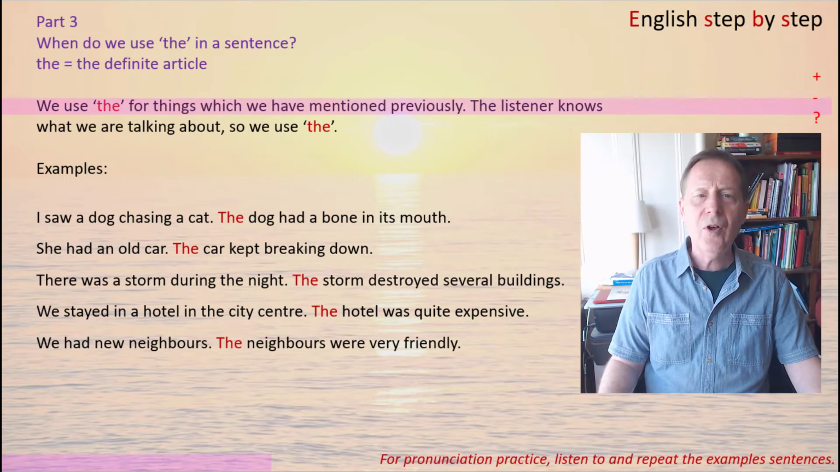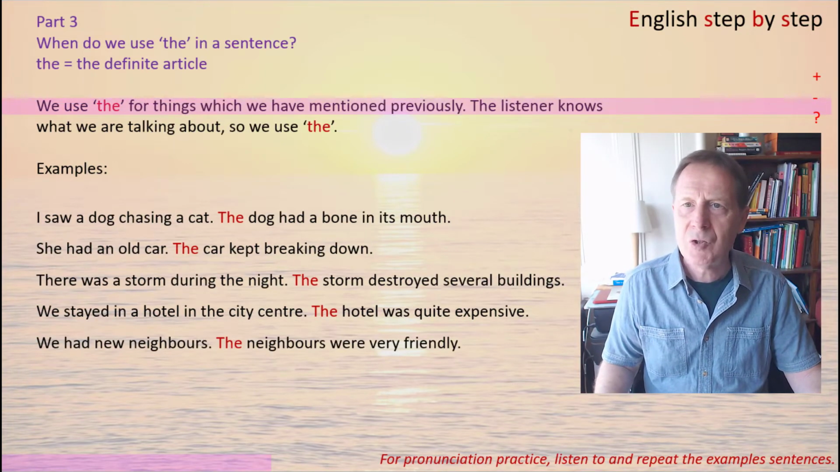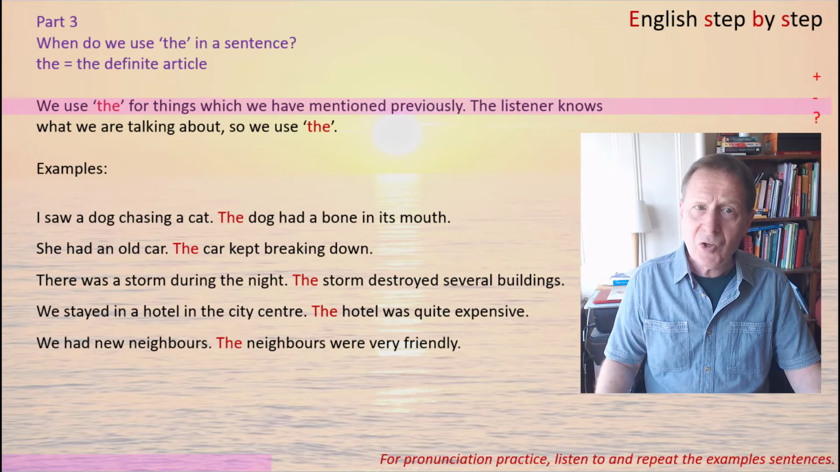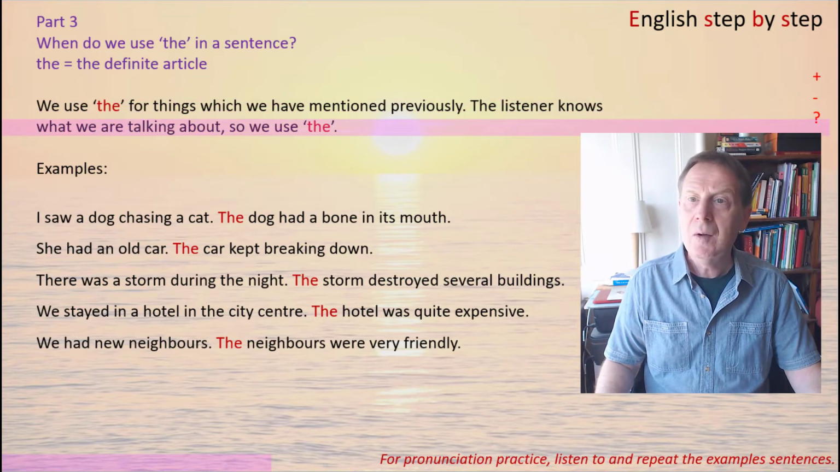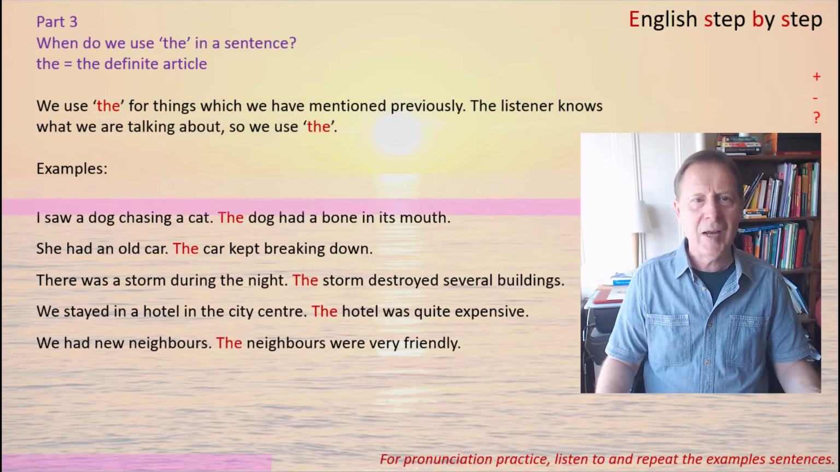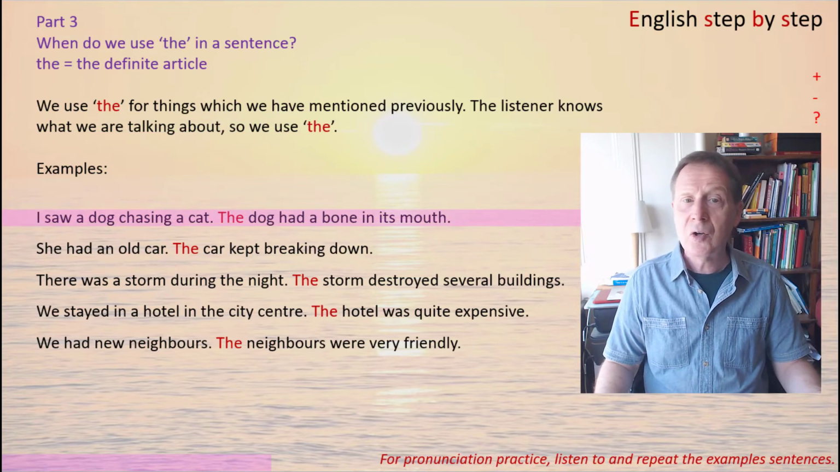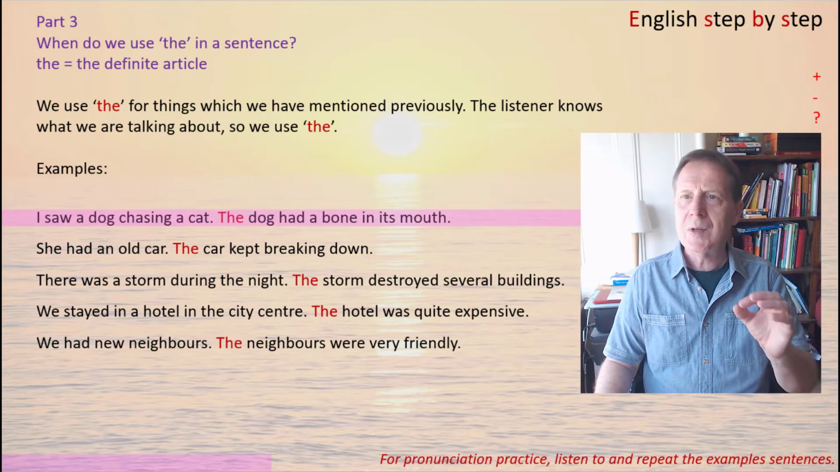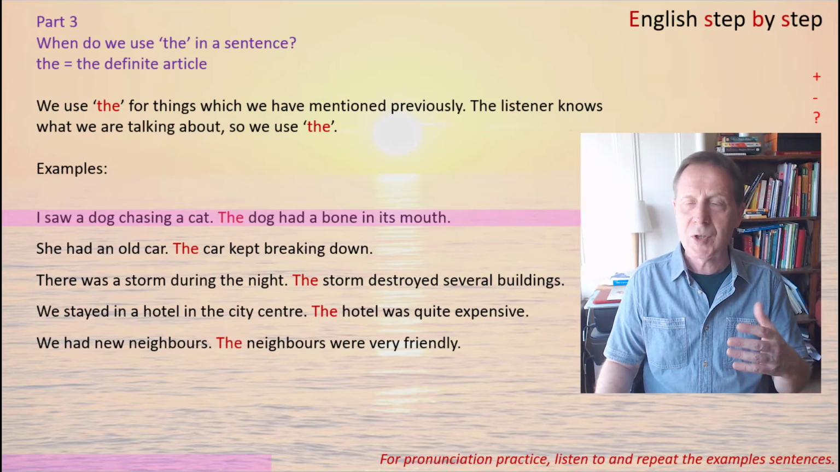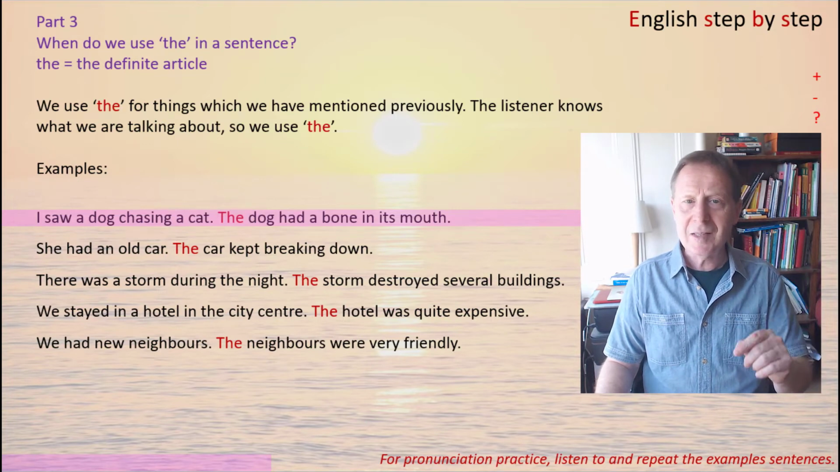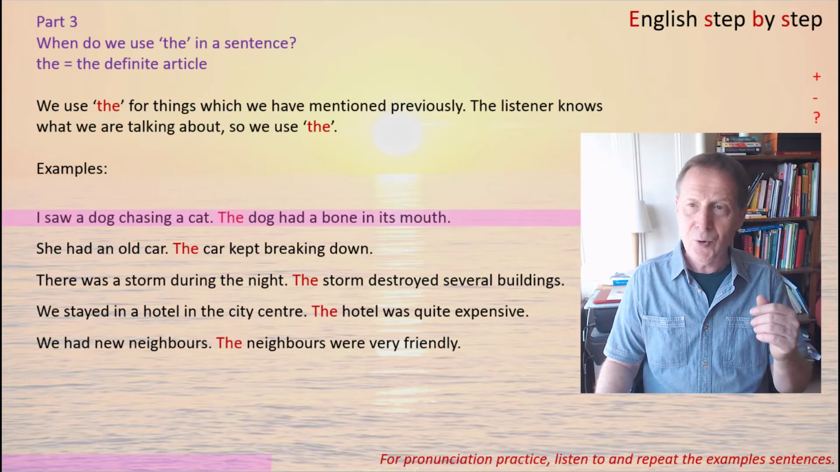Now, we use the for things which we have mentioned previously. The listener knows what we are talking about, so we use the. Examples. I saw a dog chasing a cat. The dog had a bone in its mouth. Now you can see in the first sentence you use a because you've mentioned it for the first time. In the second sentence you use the because you're talking about something you mentioned previously. The dog had a bone in its mouth.